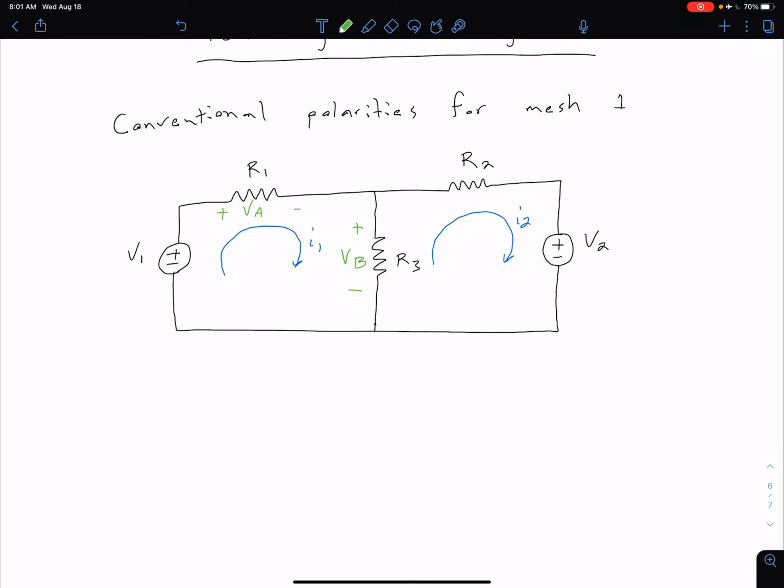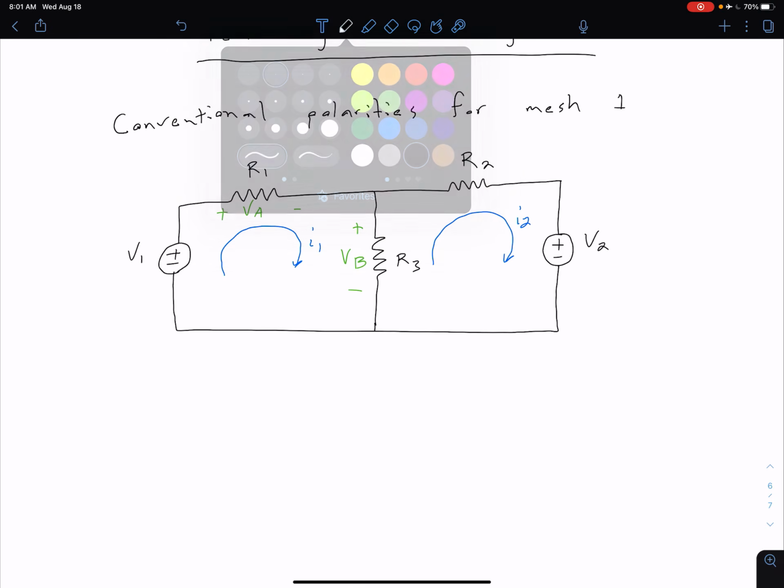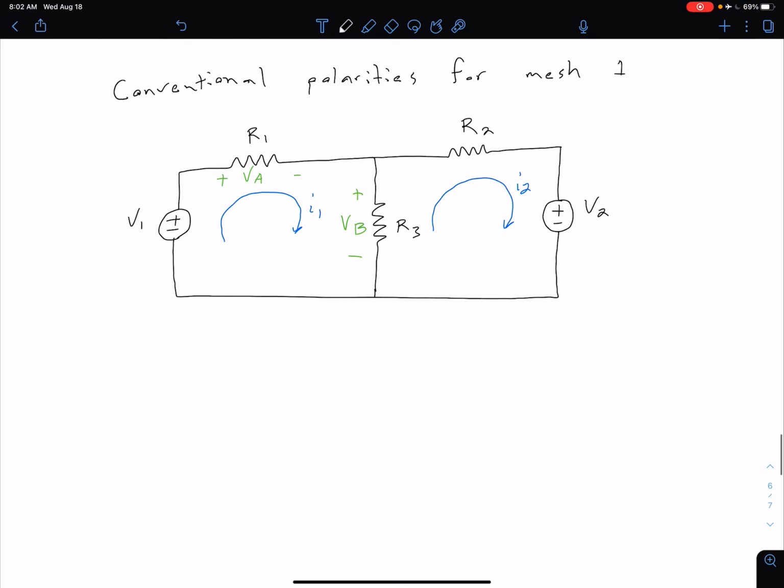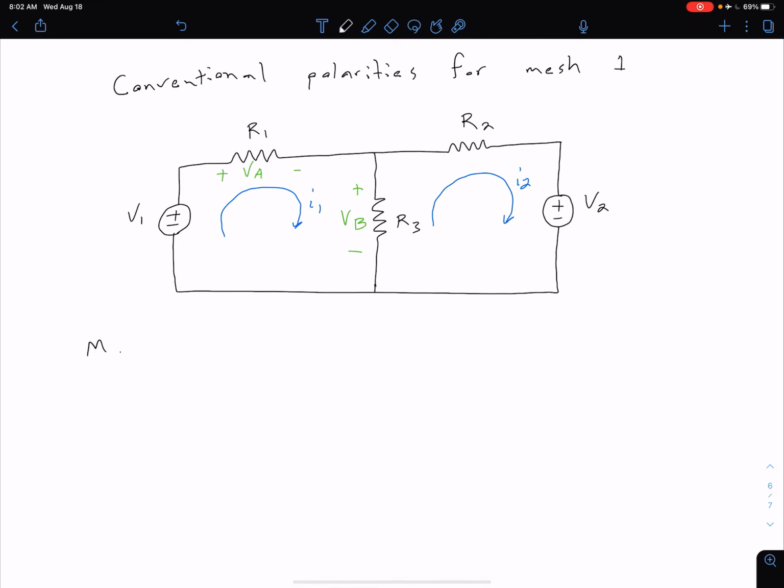And so note in both of these cases, this current I1 is going through a voltage drop. And so again, that's sort of the convention, but what we're going to see in the next video is we don't necessarily need to follow that. So let's go ahead and jump into our mesh 1 analysis then.